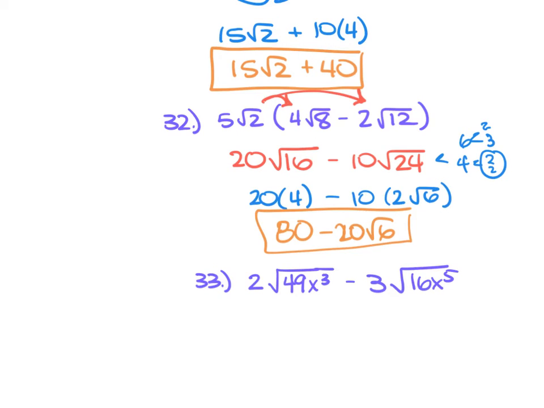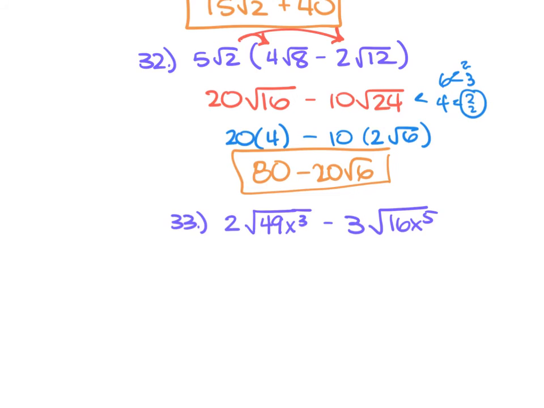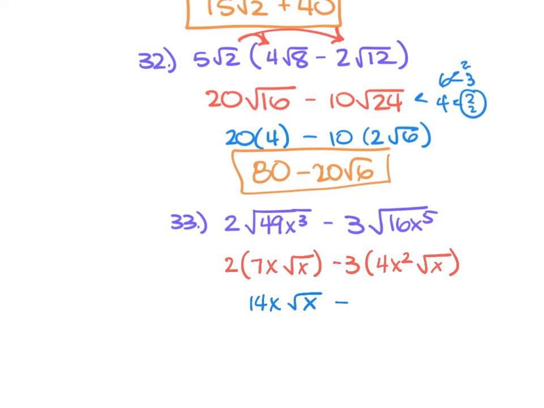Alright, so for 33, we have 2 square root 49x cubed minus 3 square root 16x to the 5th. I'm going to simplify these. This 49x cubed underneath that radical is going to leave me with 2 times 7x square root x. For the square root of 16x to the 5th, that's going to be 4x squared square root x. So I'm going to multiply these. The 2 times 7x is 14x. Keep the square root of x after that. And then the negative 3 times 4x squared is going to be negative 12x squared square root x.